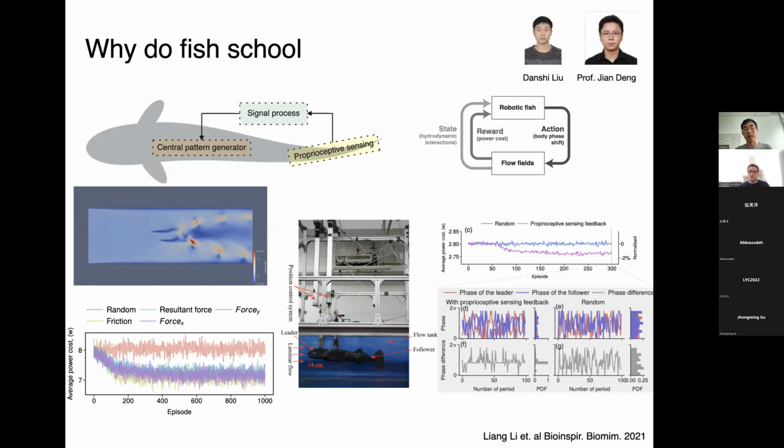And similarly, we put this in the two robotic fish system, and we also find the follower can save energy just by simple proprioceptive sensing.